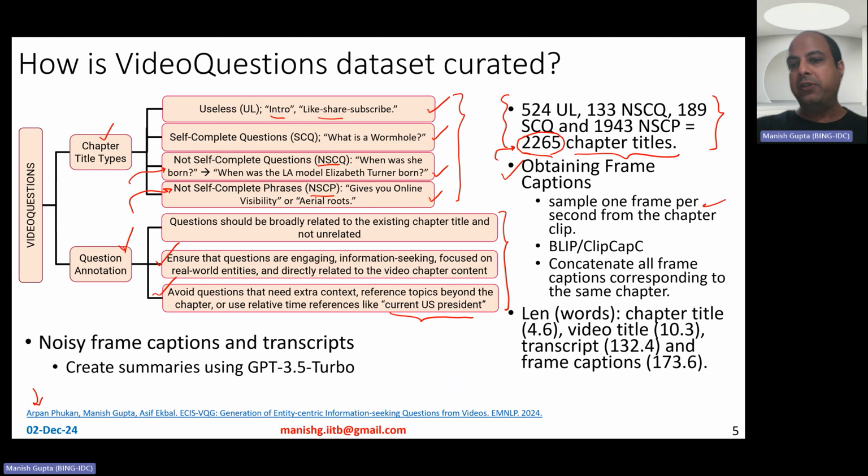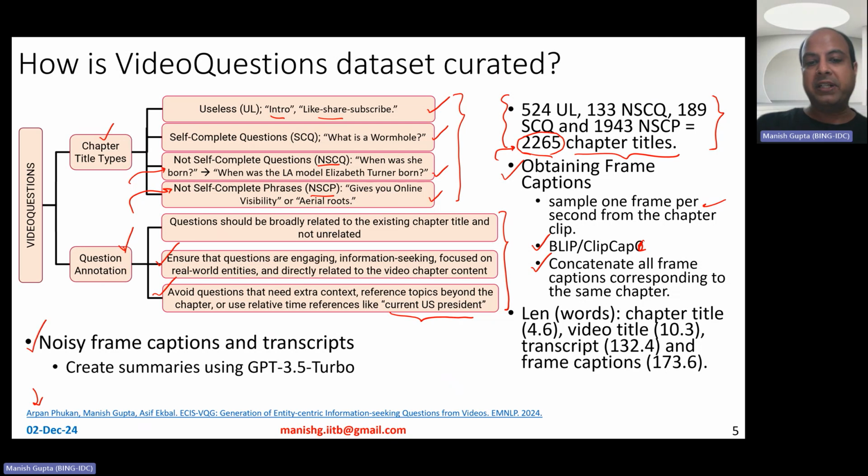And for each frame, we used the pre-trained BLIP as well as CLIP-CLAP models so as to obtain captions from them. For a particular chapter clip, we have multiple frames, so therefore we have multiple captions. We concatenate all of those frame captions corresponding to the same chapter. Okay. Now we observed that sometimes these captions are pretty noisy. Frame captions, and even the transcript associated with them from YouTube, are pretty noisy.